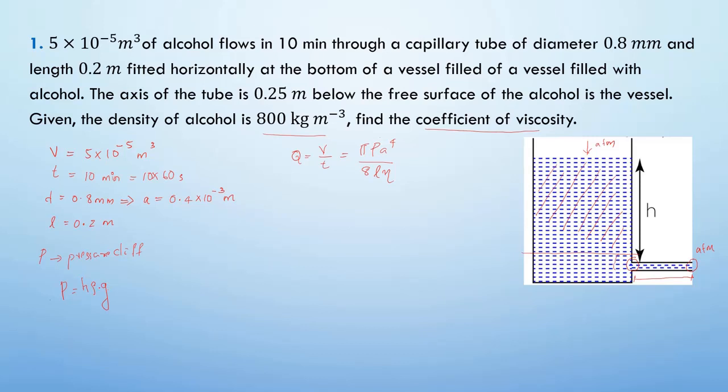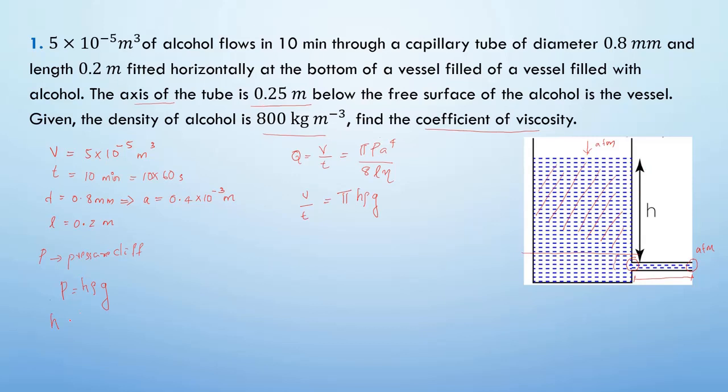So, let's include this equation h rho g also in this and see. We have an equation V by T is equal to pi, and instead of P, let's write h rho g. Why are we taking h rho g? Because we have the value for rho as 800 kilogram per meter cube, and it is said that the axis of the tube is 0.25 below the free surface, that is h is 0.25.